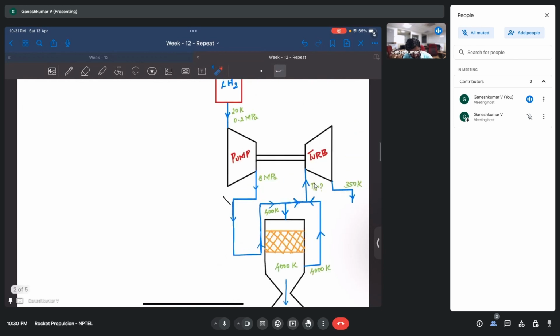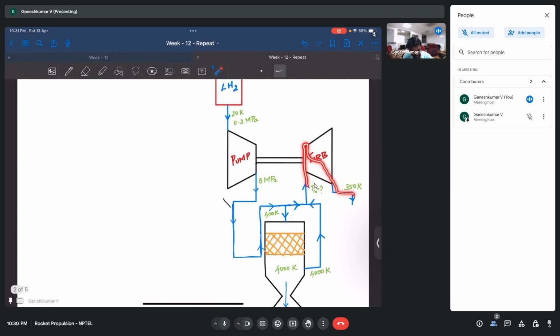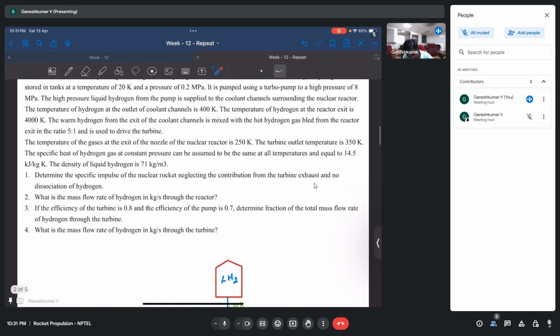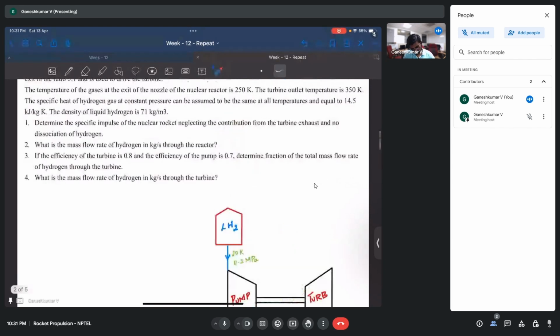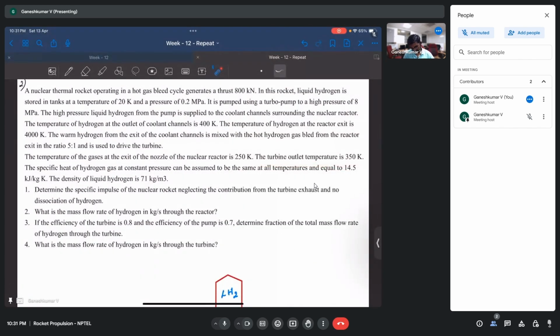And after it goes through the turbine, it gets expanded, and it comes out at 350 Kelvin. Okay, the temperature of gas at the exit of the nozzle of the nuclear reactor is 250 Kelvin. That is also given. So the exit of the nozzle is 250 Kelvin, and the turbine outlet temperature is 350 Kelvin, as I said before.